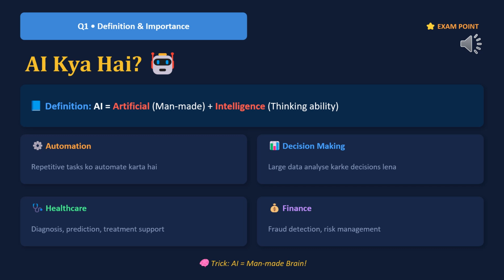Today, AI is used everywhere, from virtual assistants like Siri and Alexa to healthcare systems that help doctors diagnose diseases. It automates repetitive tasks, analyzes large amounts of data, and supports better decision making. A simple trick to remember is: AI is like a man-made brain designed to help humans solve problems efficiently.